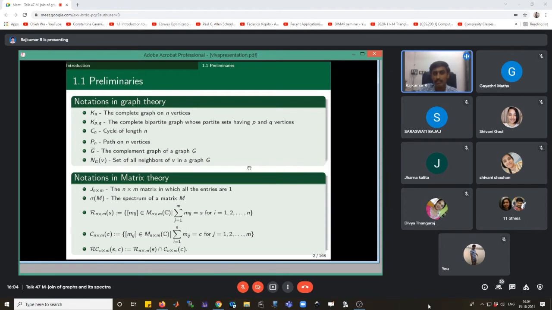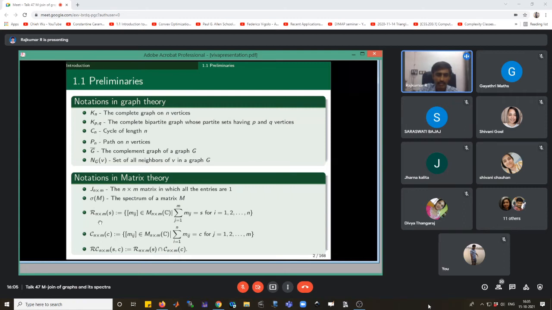First, I start with the basic preliminaries. Some well-known notations of graph theory. Usually the complete graphs, complete bipartite graph, cycle graph, path graph. These are all standard notations. And for complement of graphs, and N_G(v), the set of all neighbors of a vertex in the graph. And some matrix notations that we used in this presentation. This J denotes the n by m matrix, all of whose entries are 1. And for a given matrix M, sigma(M) denotes its spectrum.